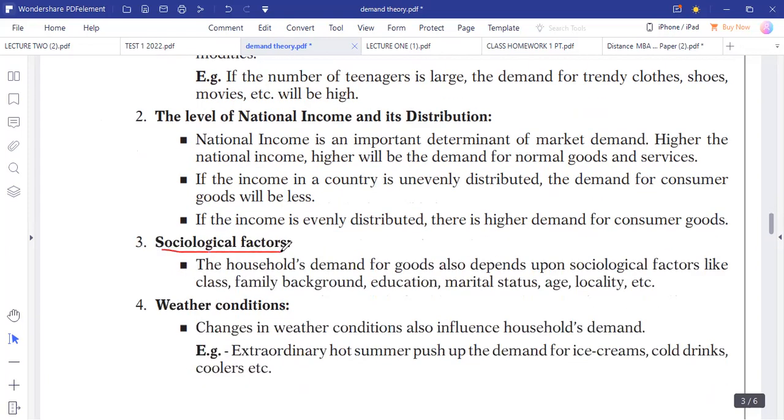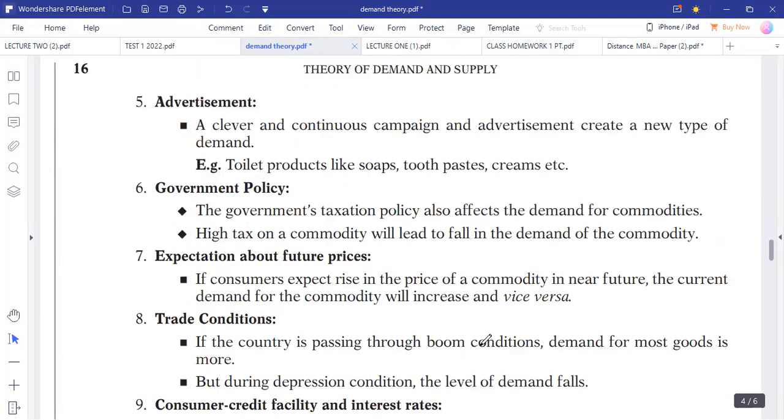In others are sociological factors. These ones have to do with your background and your education, and your marital status, your locality. These are sociological factors. So it also has to go with some psychological factors. Other factors could be weather. You know, buy ice cream when it's hot, buy umbrellas when it's raining, other conditions, advertisement, when you advertise more goods go higher. Government policy, for instance, certain commodities that have no tax, you buy more of them. Sometimes the government would want to discourage smoking, they put high tax on it, and then you buy less of it. Others are expectations of the future prices. So if you are told that at midnight fuel will go up, you go line up and buy more of it. Trade conditions as well affect the demand.